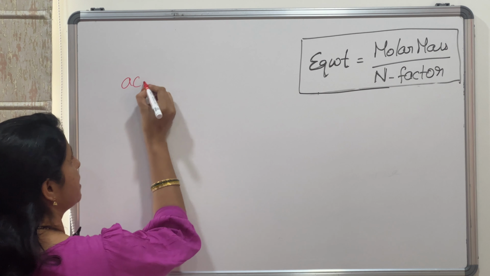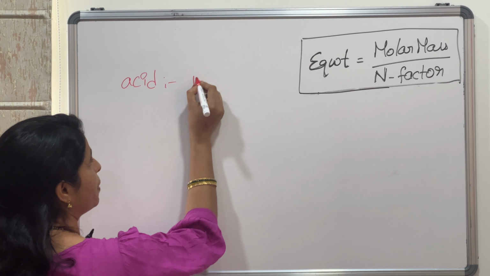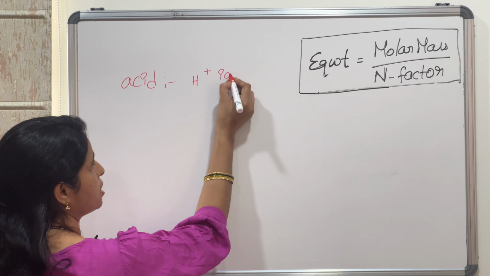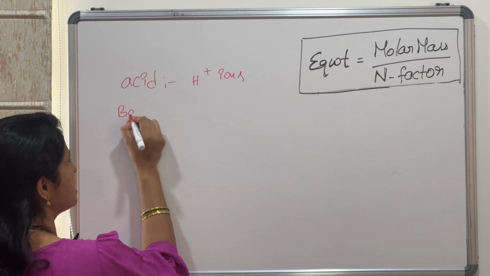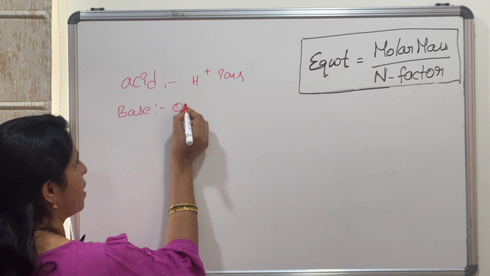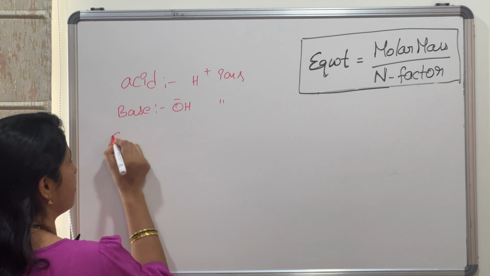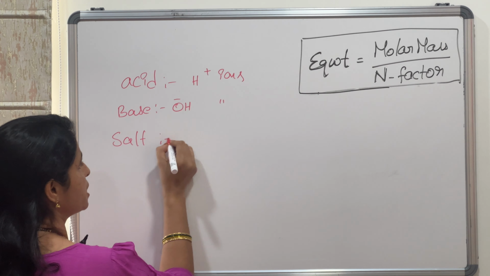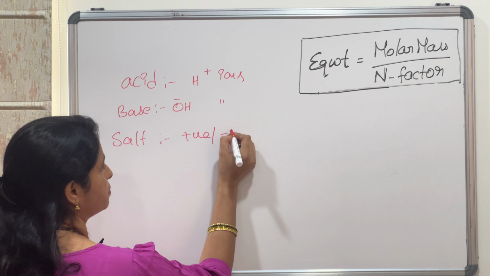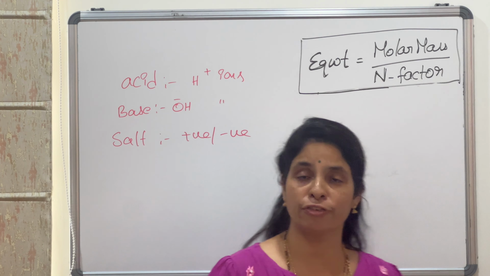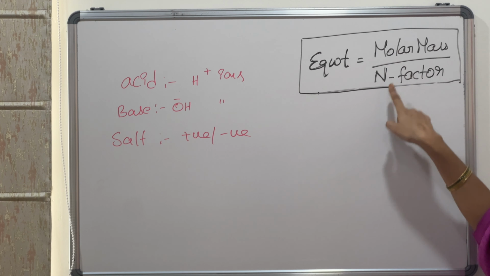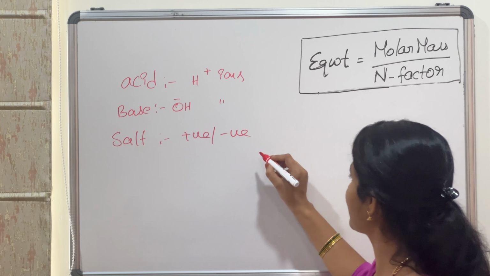For an acid, the n factor is the number of replaceable H+ ions, and for a base, it is the number of replaceable OH- ions. For a salt, it is the total positive or negative charge. So if you know the n factor and the molar mass, you can calculate the equivalent weight very easily. Okay, first we'll start with examples.